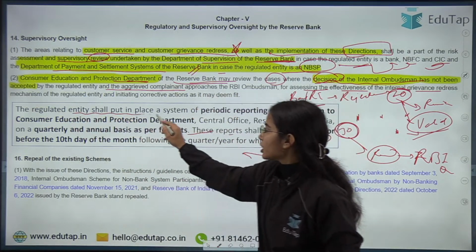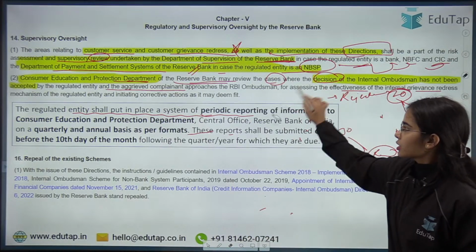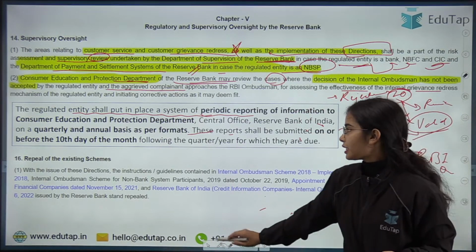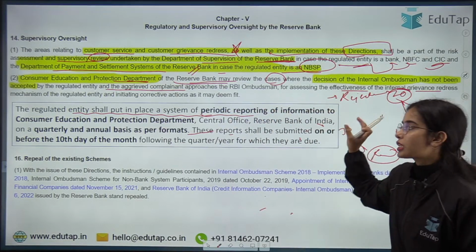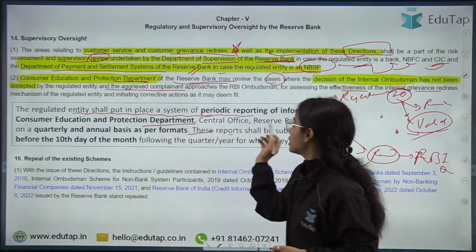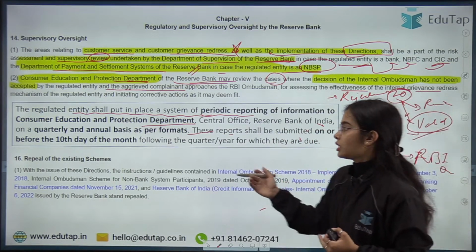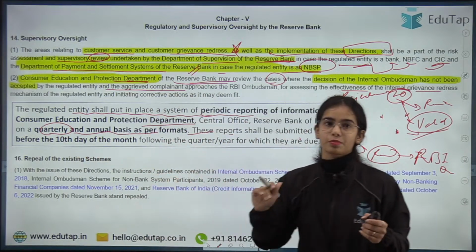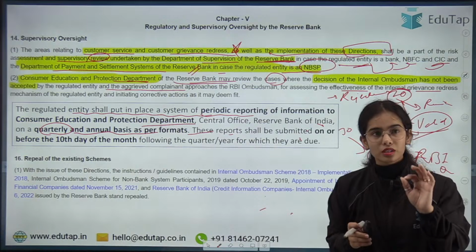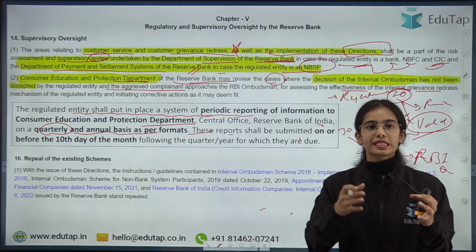So the regulated entity shall put in place a periodic reporting system. The regulated entity shall put in place the periodic reporting of information to the Consumer Education and Protection Department of the Reserve Bank of India. Reporting should happen on a quarterly and on an annual basis, as per format. Okay, so the regulated entities have to do the periodic reporting to the CEPD on a quarterly and annual basis.